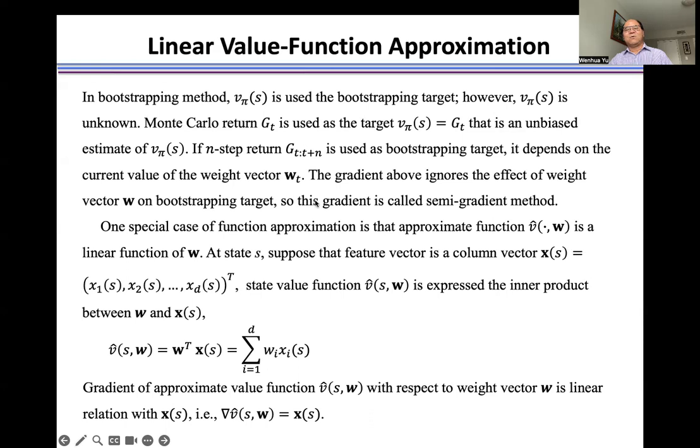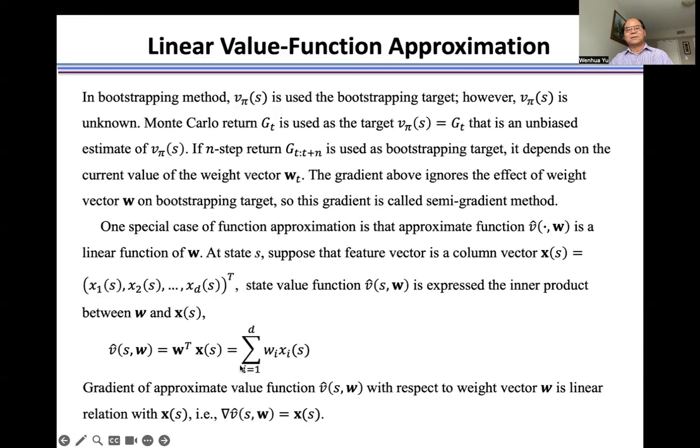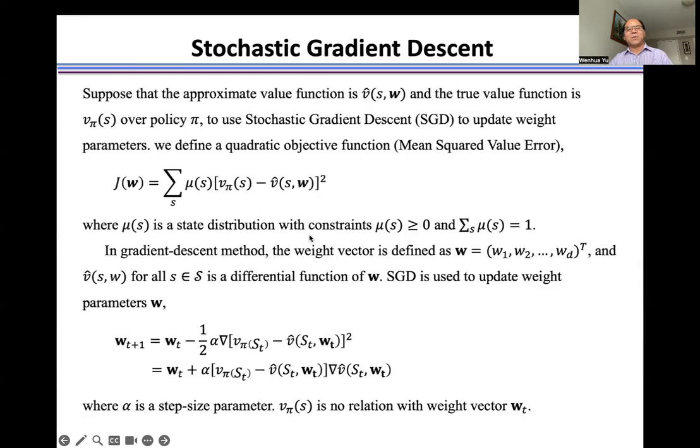But when we calculate the gradient of this objective function, we assume this target is not a function of the weight vector. So this gradient is called the semi-gradient. Semi-gradient means we suppose this target is not a function of the weight vector.